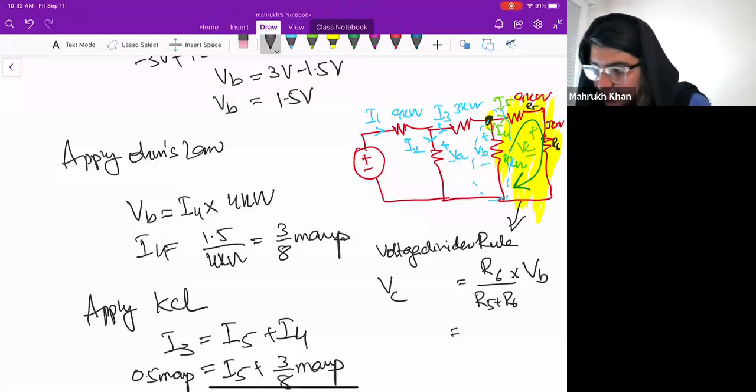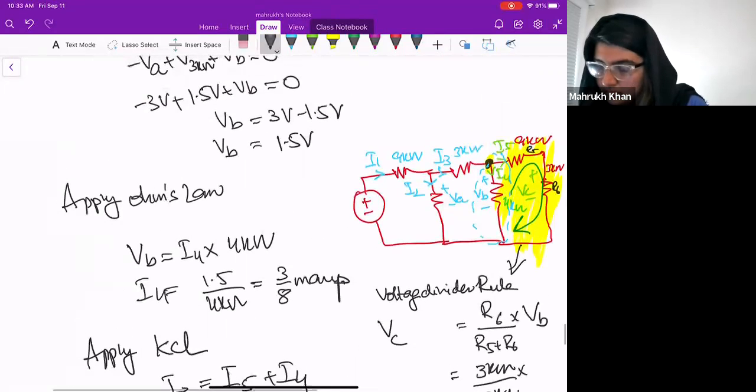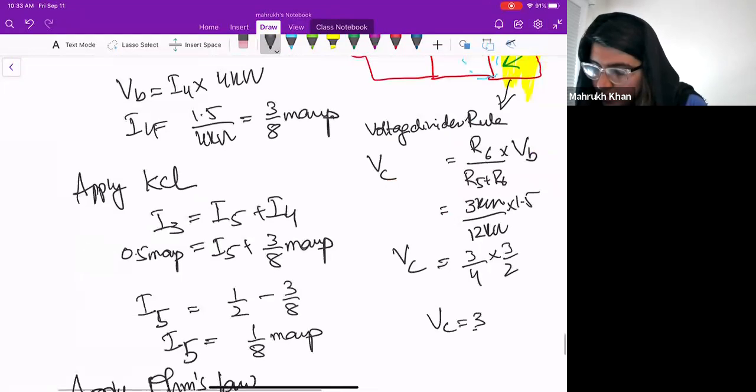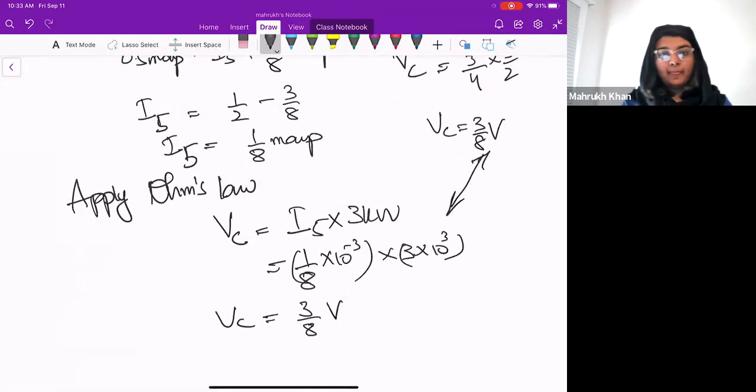So R6, 3 kilo ohms divided by 12 kilo ohms into VB. VB was 1.5 volts. So 3 divided by 4 into 3 divided by 2. So VC is 3 by 8 volts, which is the same as this one. Got it?